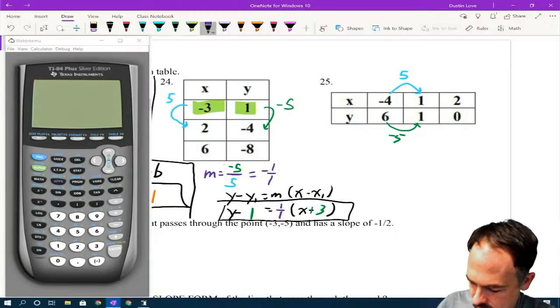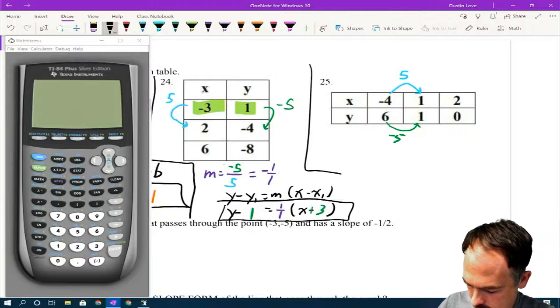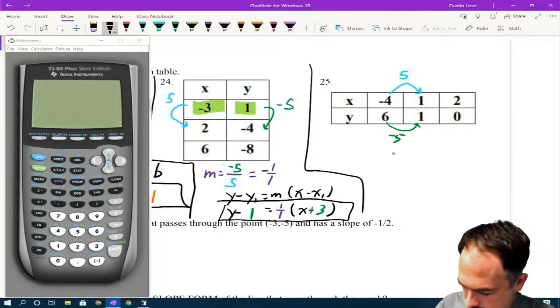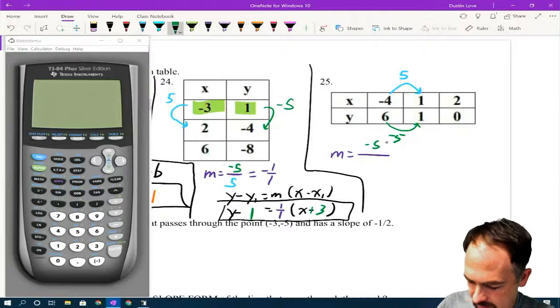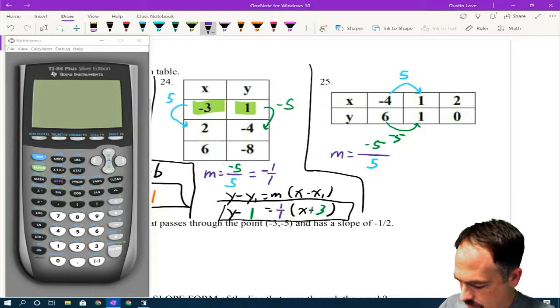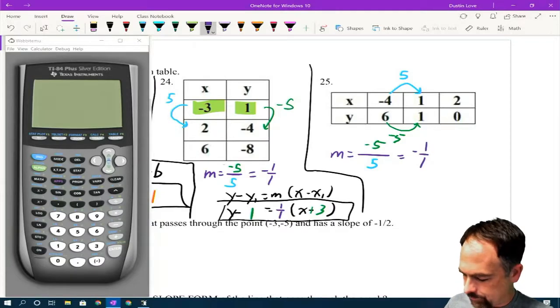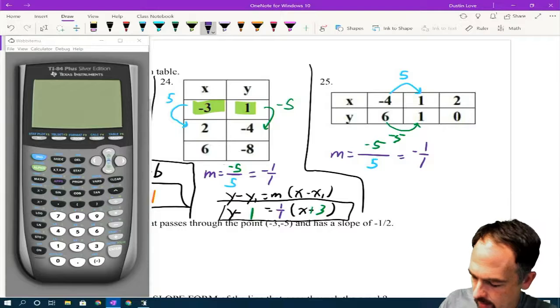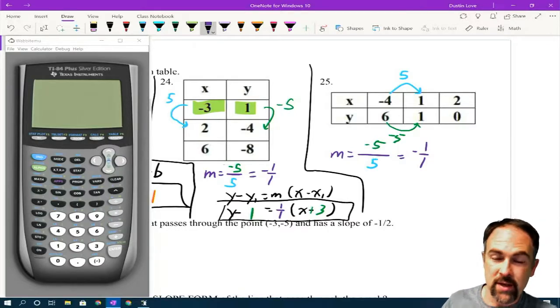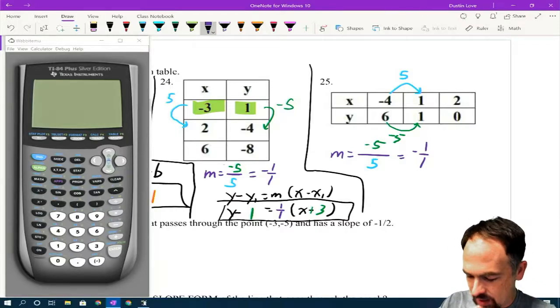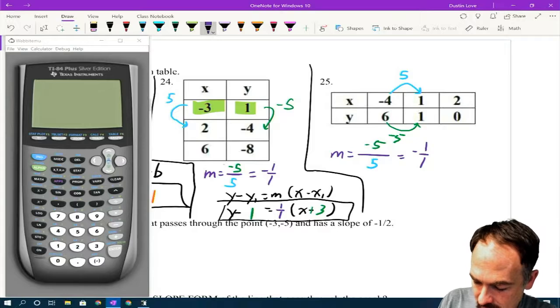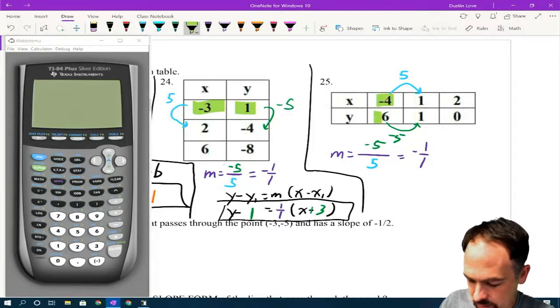And then my slope will be m equals rise, delta y is negative 5, over run is 5, which reduces to negative 1 over 1. Now, for my intercept, here I've got y equals 0, but that's an x-intercept, not a y-intercept. I don't have a y-intercept, so pick any point you want. It does not matter. I'm going to go with just my first one there.